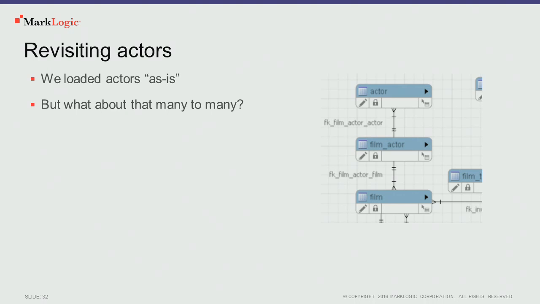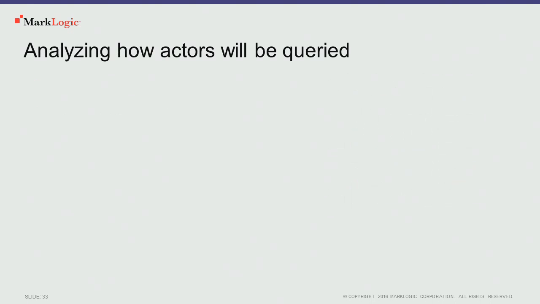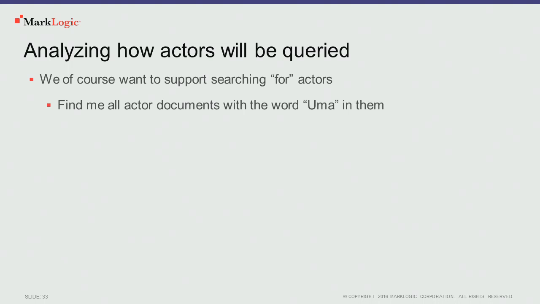Okay, so for the third migration, we're going to go back to actors, and we're going to talk about that many-to-many relationship between actors and films, and what do we want to do with that. This is something I learned early on with MarkLogic: when we have a many-to-many relationship between two entities, and we're wondering how exactly we want to model that, we want to start with asking ourselves, what kind of queries are the stakeholders interested in asking about our data.